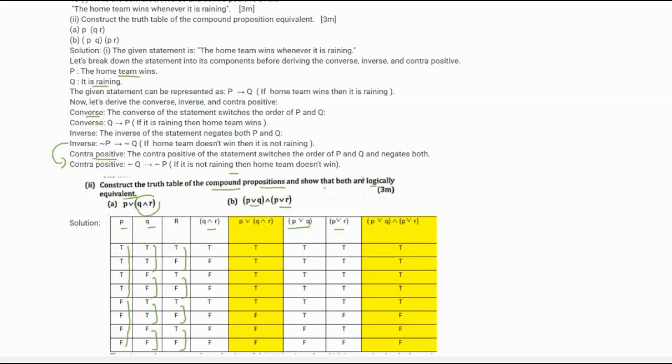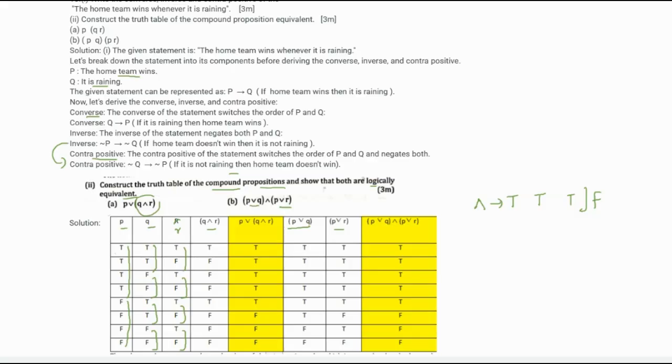Now and is nothing but, the condition is if it is T and T, it is T. If not, it is false. So here we have to see for Q and R. Q and R. This we can take it as small r. Q and R here.